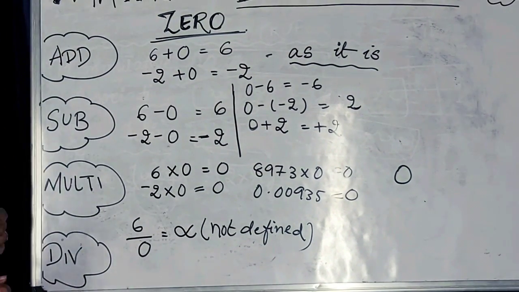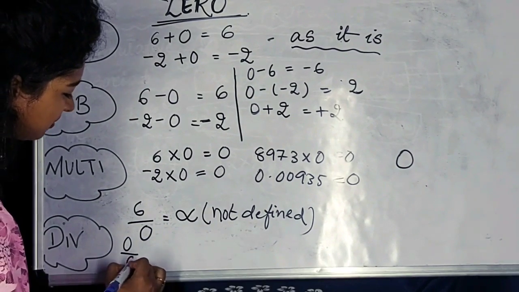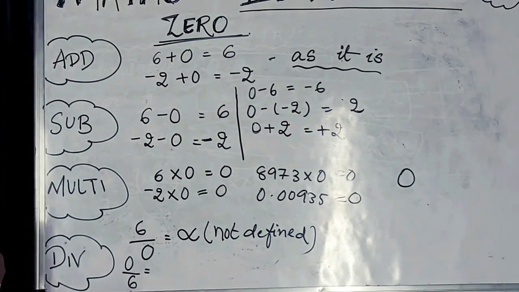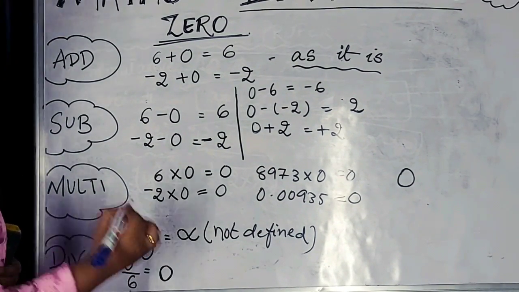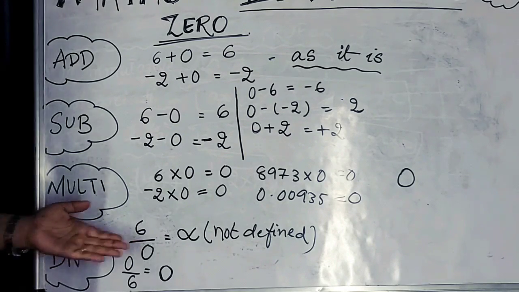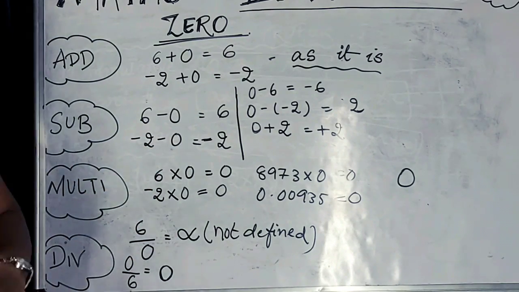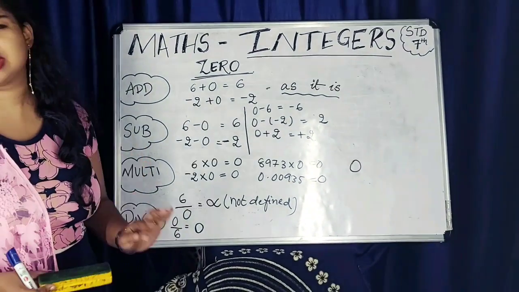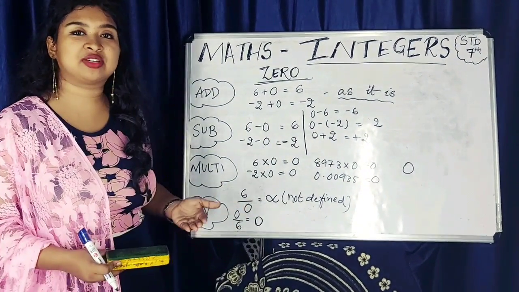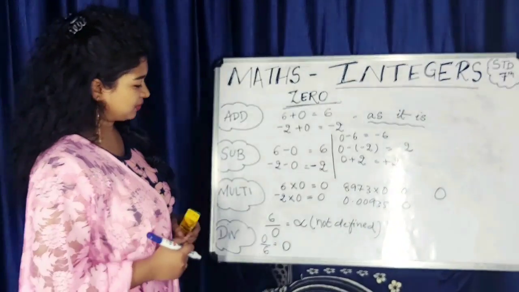But on the other hand, if 0 is divided by 6, then what do we get? If 0 is divided by 6, we get 0. Okay? So here we understood that if any number is divided by 0, there is no answer, however big the number is. It is not defined. But if 0 is divided by any number, it is always 0. Okay?